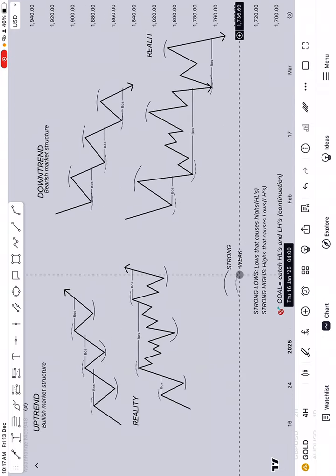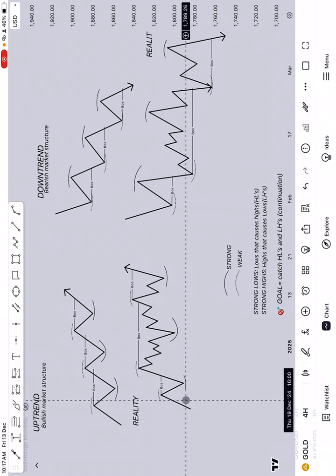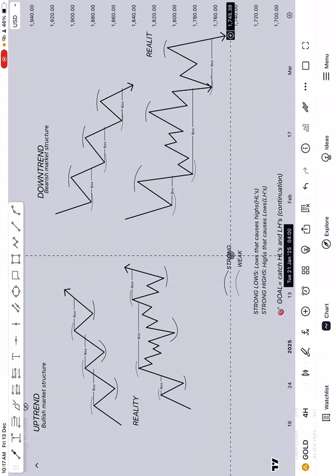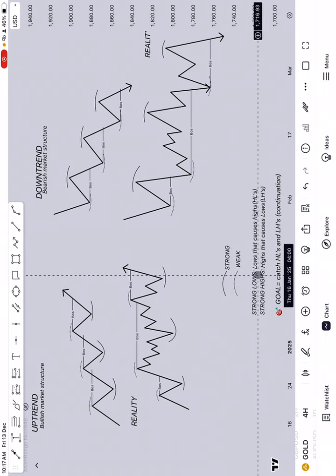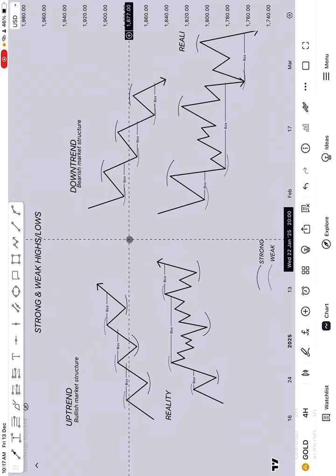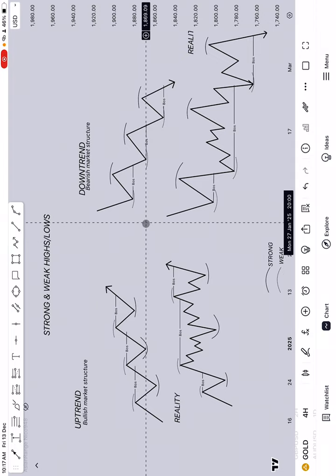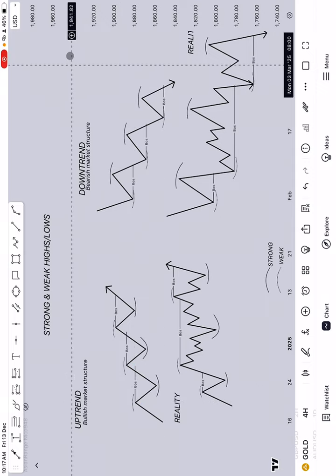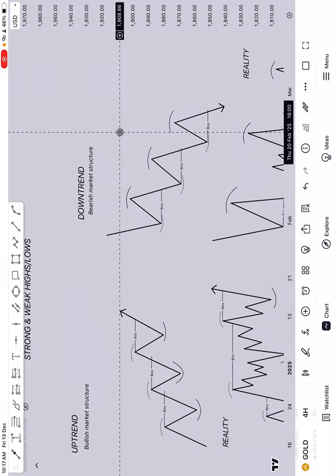Okay, so you can see these thick lines that are drawn behind my structures. These are called strong, and these ones are called weak. So what makes a strong low? Strong lows are lows that cause highs. Okay, so consider it like a low's job is to cause a high, to make a high, and a high's job is to make a low. Okay, so let me explain this in more detail.